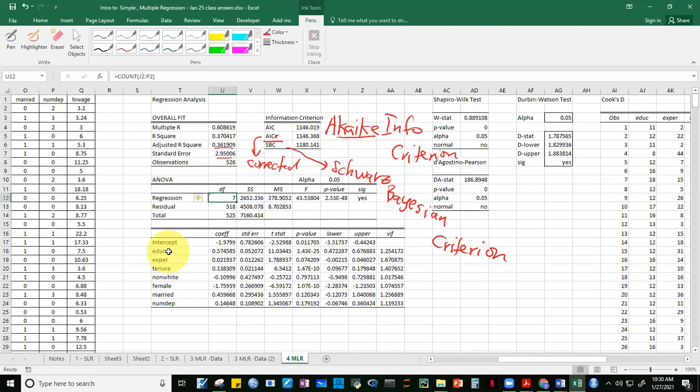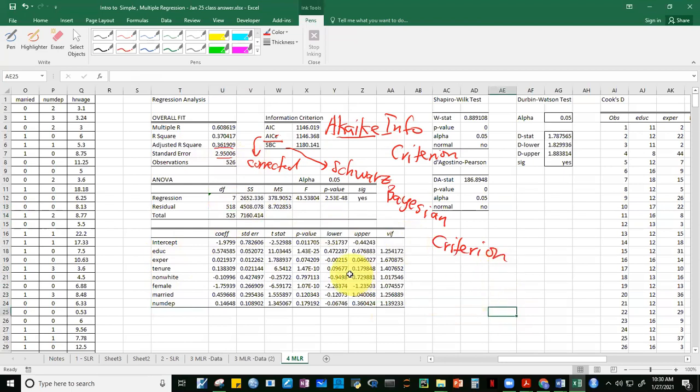And then kita nyo dito, guys, so regression natin, degree of freedom 7. Bakit 7? Kasi we have 7 independent variables, 7 regressors. 1, 2, 3, 4, 5, 6, 7. Okay? We know this is just n minus k minus 1. So we have 526 minus 7 minus 1, that gives us 518. This degree of freedom is simply n minus 1.